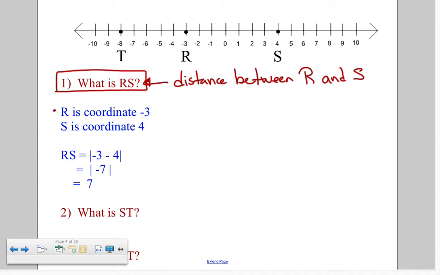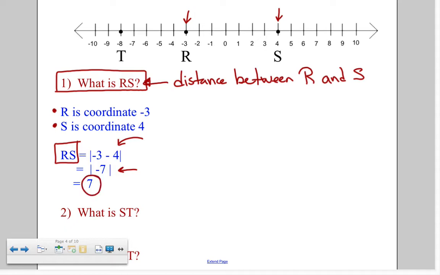So we know that the R coordinate is located at -3. We know the S coordinate is located at 4. So to find RS, what we do is we do -3 minus 4, which is -7. Then take the absolute value of -7 because distance is never negative. And we get 7.